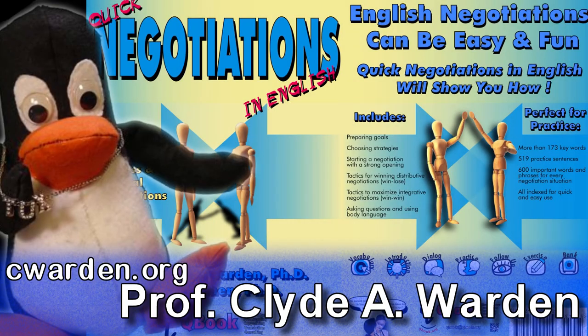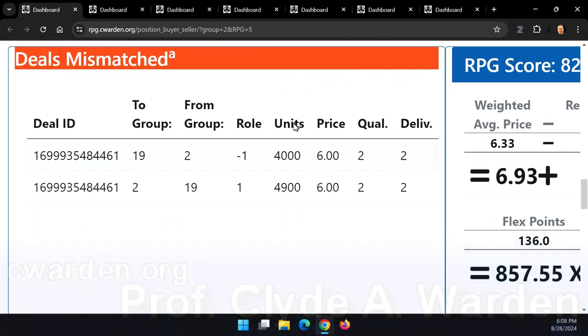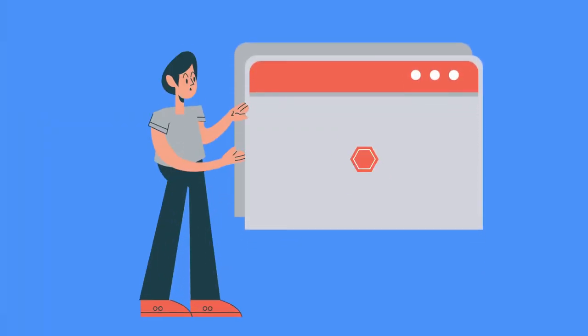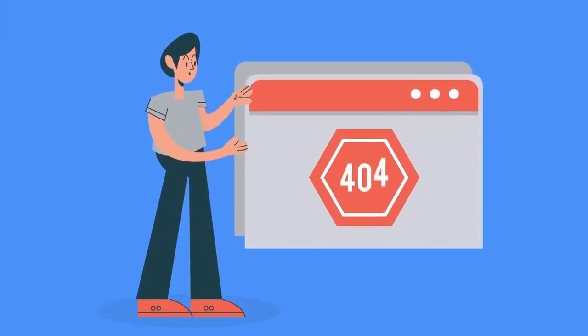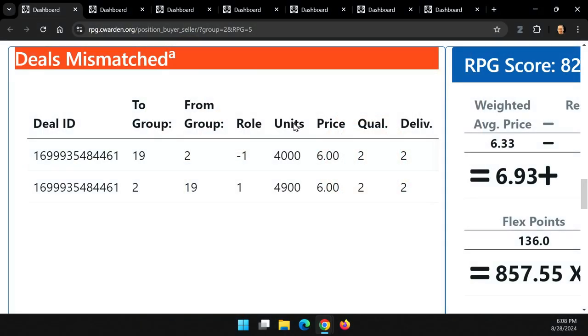Next, we're going to look at making a very basic and important mistake. And that's the section here called deals mismatched. This is very rare. It doesn't happen very often, but it can happen if you're not careful when you're typing in your numbers. So let's take a look at how does this happen, deals mismatched.